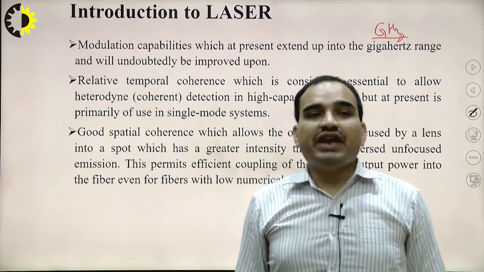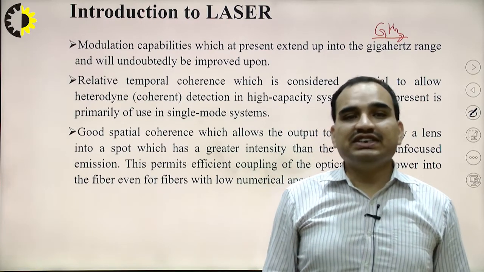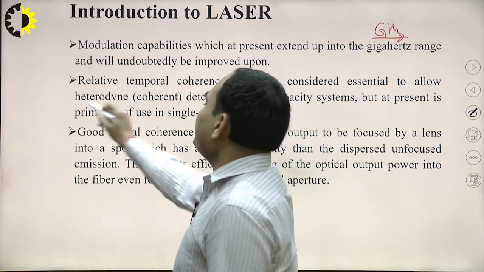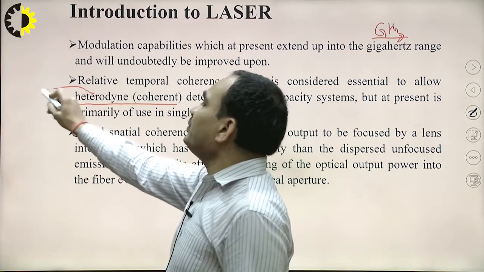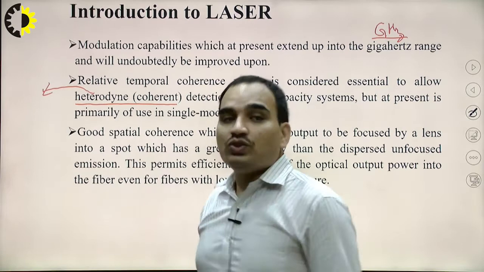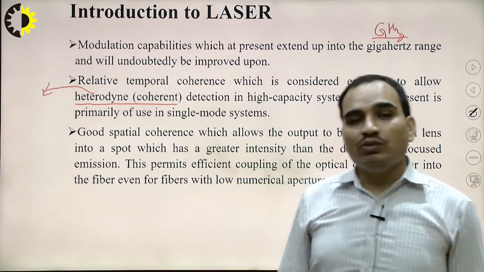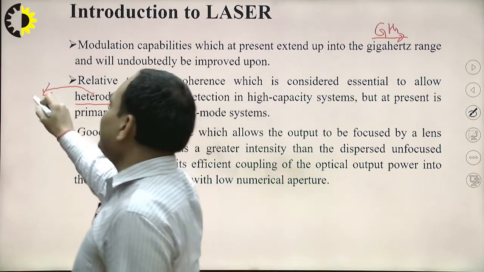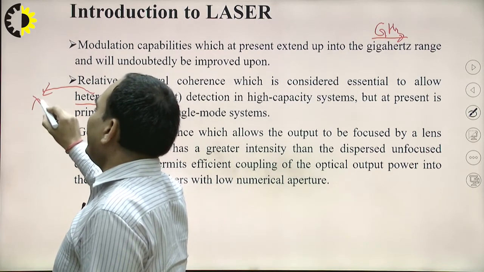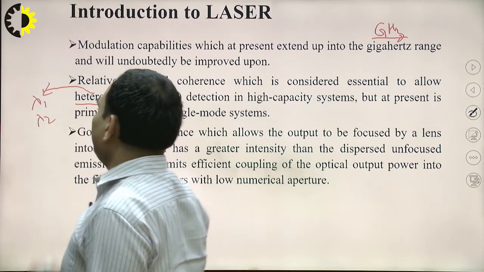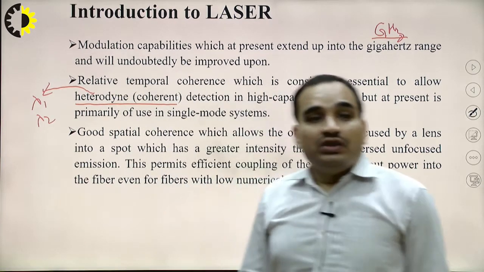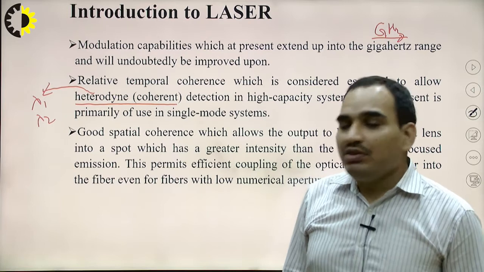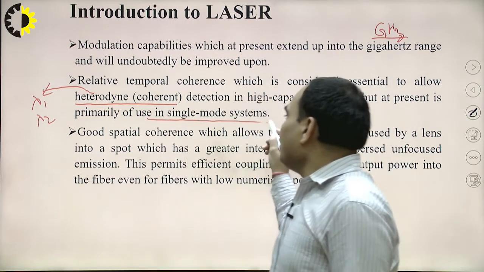Relative temporal coherence, which is considered essential to allow heterodyne detection when we are talking about two different wavelengths. In coherent systems we have homodyne and heterodyne, but we are talking about heterodyne, where we consider the local oscillator and the input wavelength, both different. Detection in a high capacity system, but at present it is primarily used in single mode systems.